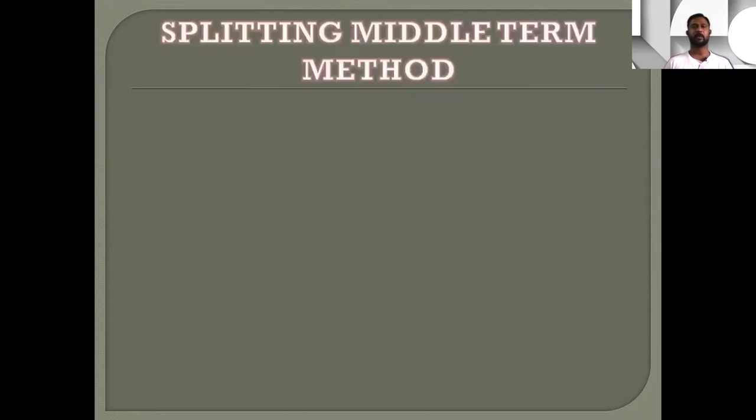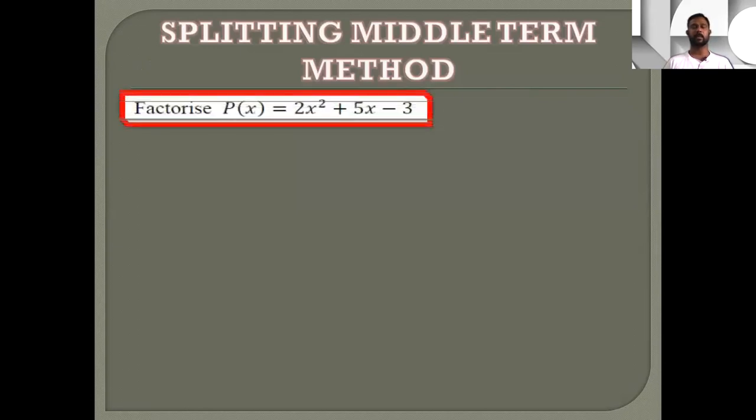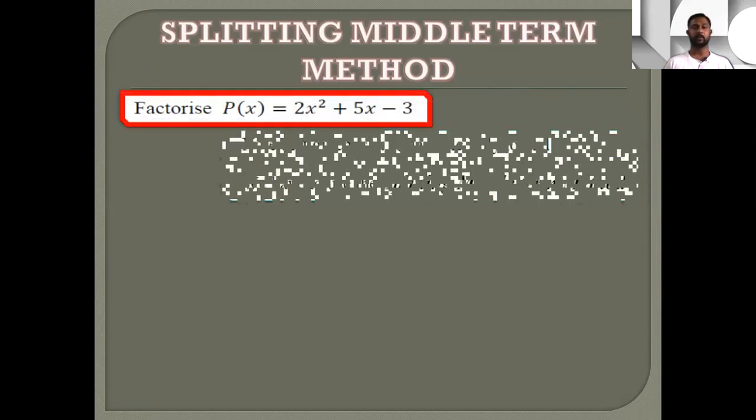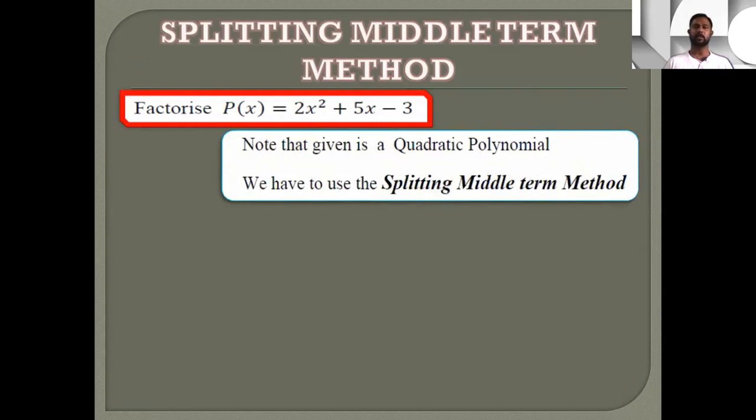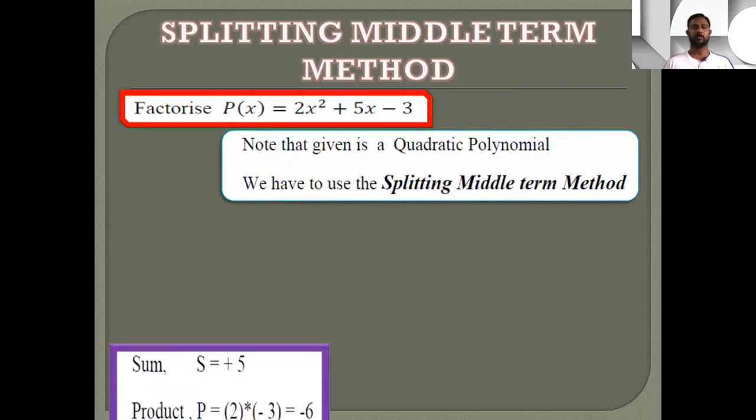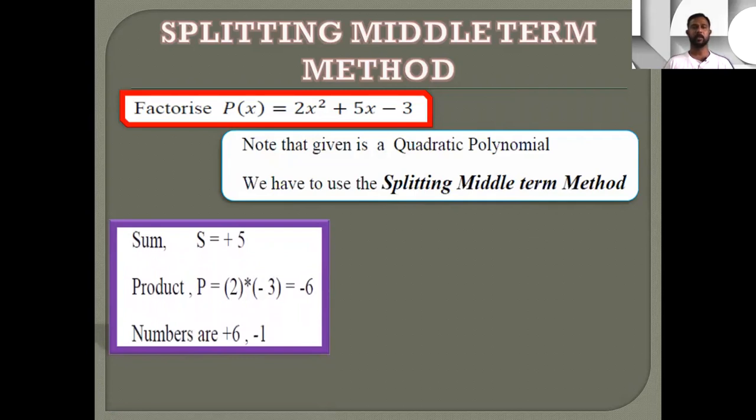Let us go for an example of how to use splitting middle term method to factorize a quadratic polynomial. Let us factorize p of x is equal to 2x square plus 5x minus 3. What do we have to note? Yes, we have to note that given is a quadratic polynomial, so we have to use the splitting middle term method. For that, we are finding the sum s. What was the sum? Coefficient of the middle term, which is plus 5. Note that I am not only writing 5, I am writing plus 5. Product of first and last term. First term 2, last term minus 3. Therefore, 2 into minus 3, so minus 6. So you have sum plus 5 and product minus 6.